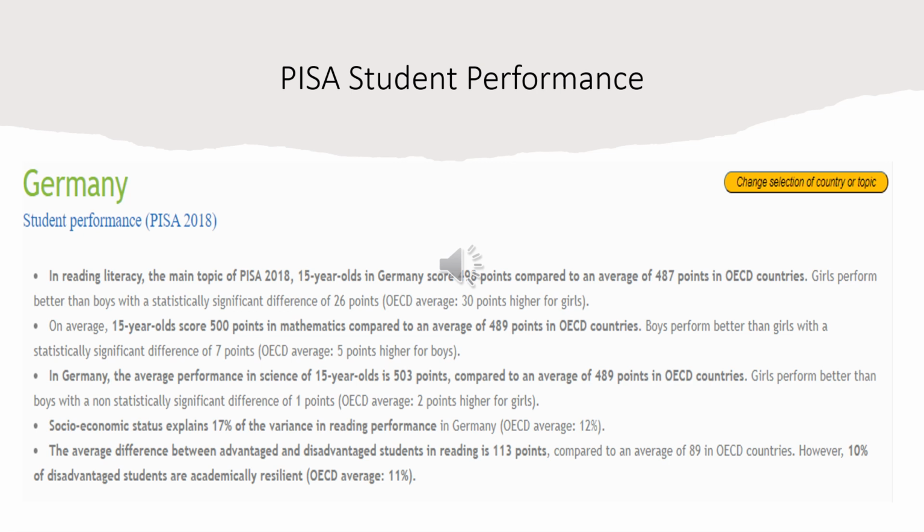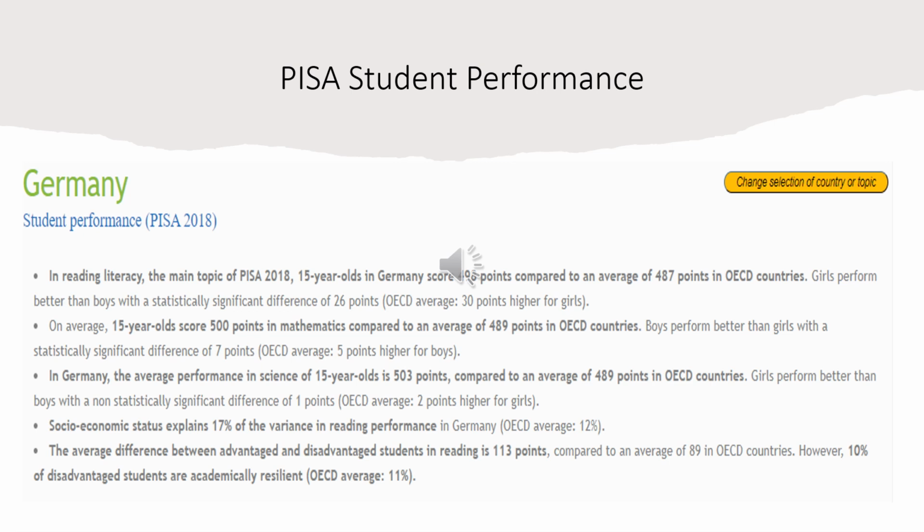In Germany, the average performance in science of 15-year-olds is 503 points compared to an average of 489 points in other countries. Girls, on the other hand, perform better than boys, with a non-statistically significant difference of 1 point.